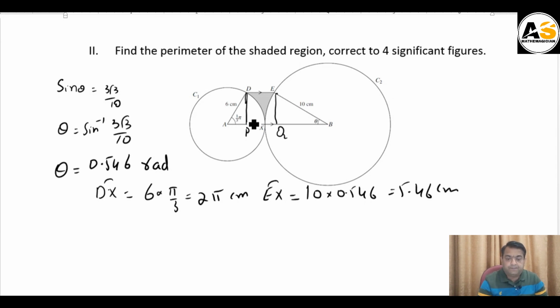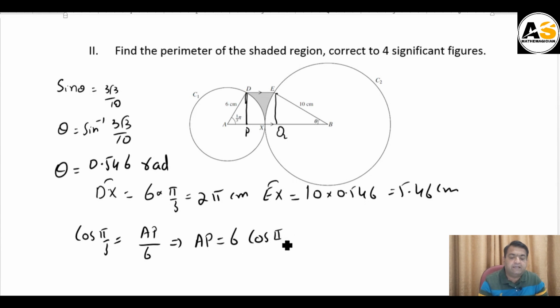Now look over here. Cos pi by 3 is equal to this AP over AD, which is 6, which implies AP is equal to 6 into cos pi by 3, which will be 6 into 1 by 2, 3 centimeter. So this AP is 3.